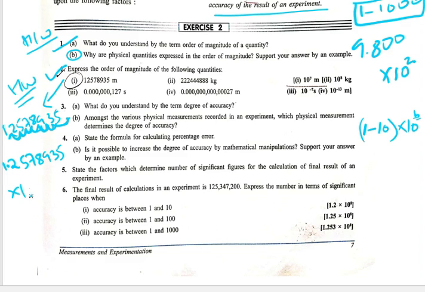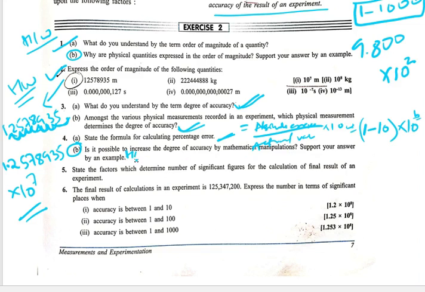Okay, so you solve. What do you understand by the term degree of accuracy? We have discussed among the various physical measurements recorded in an experiment, which physical measurement determines the degree of accuracy. So you can do this, and state the formula for calculating percentage error. So what is the percentage error? It is your absolute error divided by actual value into 100. This was the formula. You can write it. Is it possible to increase the degree of accuracy by mathematical manipulation? Support your answer. So I am giving this as homework, so you try it. If not, I will give the solution. State the factors which determine the number of significant figures for the calculation, so I will give this solution.